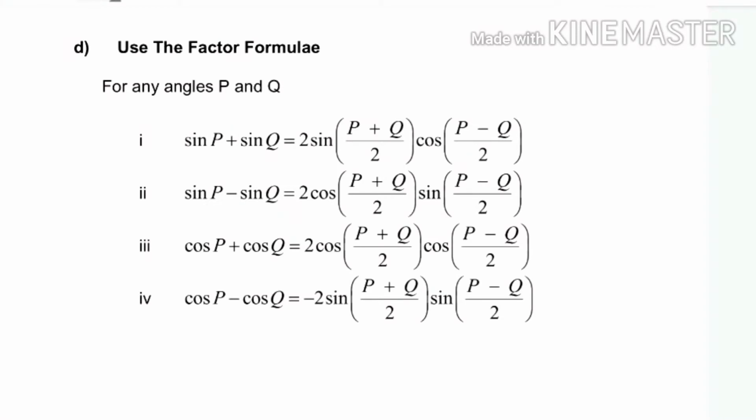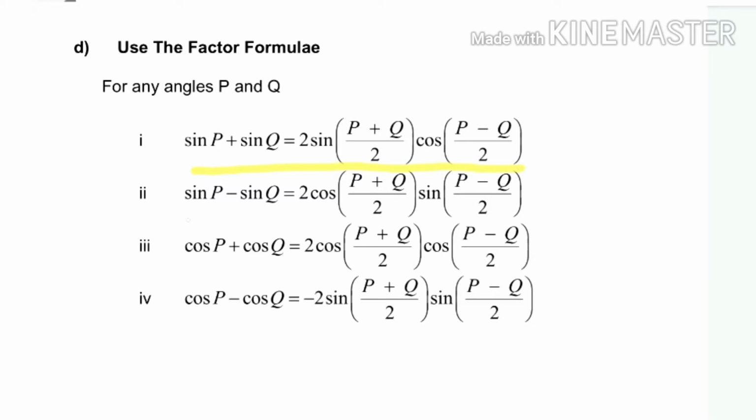D. Use the factor formula. For any angles P and Q, there are 4 factor formulas. First, sin P plus sin Q equals 2 sin (P plus Q)/2 times cos (P minus Q)/2.